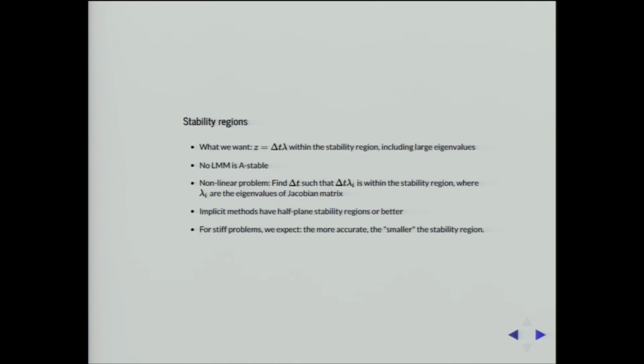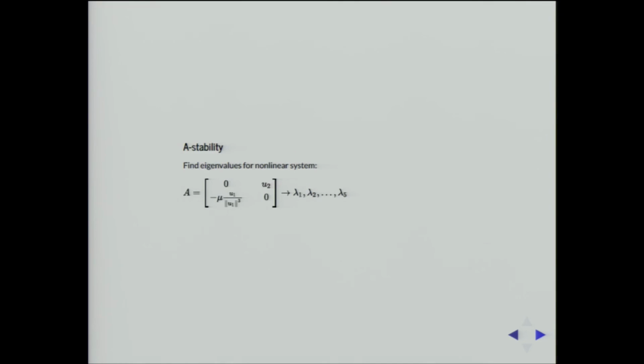So for stability regions, we want to do this analysis to know if our method is going to blow up at some point. For stiff problems like our problem, the more accurate we get, the smaller my stability region is. My stability region is basically where the eigenvalues of my problem should be. So if I have large eigenvalues, I want a big stability region so my solution doesn't blow up.